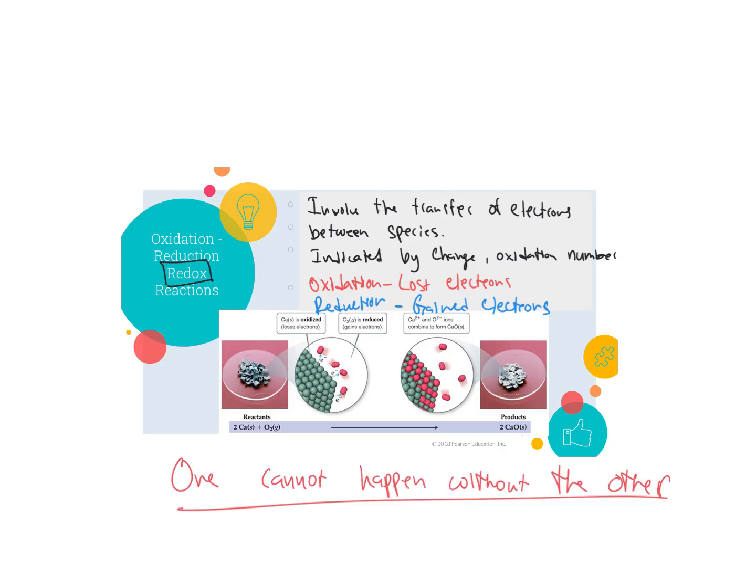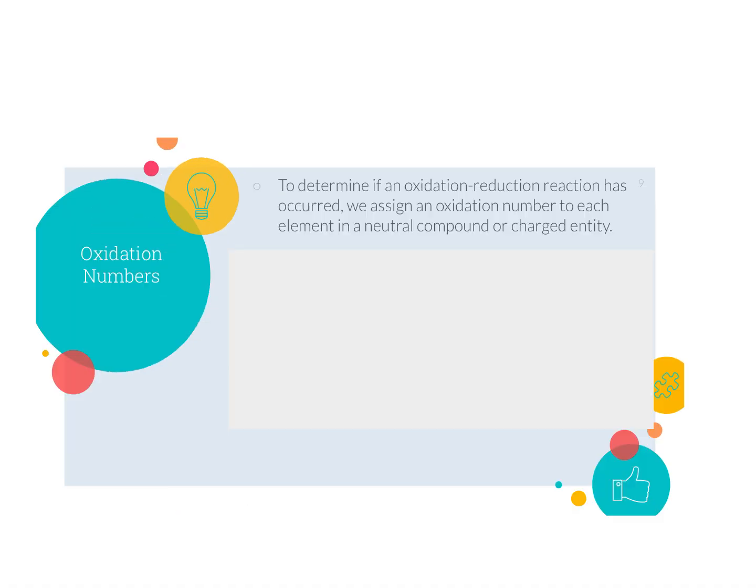If something is oxidized, something must be reduced. If something is reduced, something has to be oxidized. Okay, so on the last slide, I did just mention oxidation numbers. If we're going to determine whether an oxidation-reduction reaction has occurred, we have to assign what are known as oxidation numbers for each element in a neutral compound or charged entity. There are a few rules for doing this, and I'll show an example on the next slide.